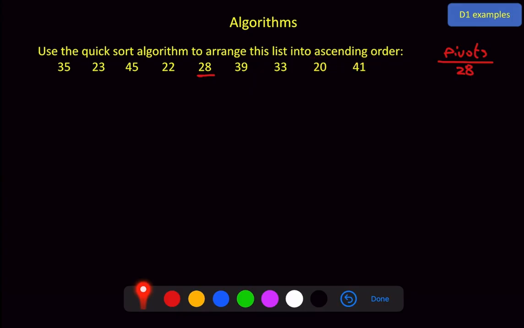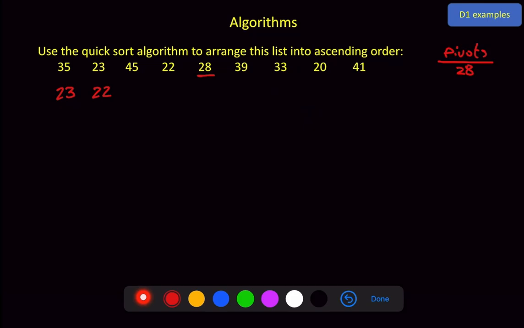So if the numbers are smaller than 28, I'll write them down. If they're bigger than 28, I'll wait until I've written 28 down, then I'll write them down, but still in that order. So 35 is bigger, I'll come back to that. 23 is smaller. 45 is bigger, 22 is smaller. This is where you might be tempted to write the 22 in front of the 23. Don't do that. 23 is first in the list. It needs to stay first before the 22.